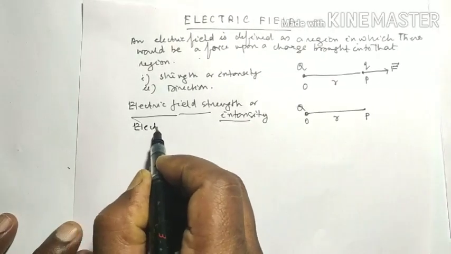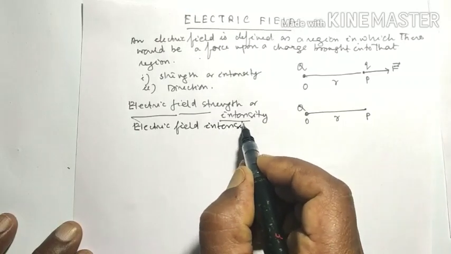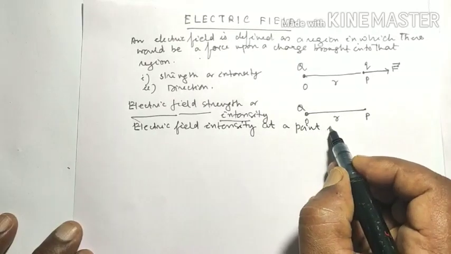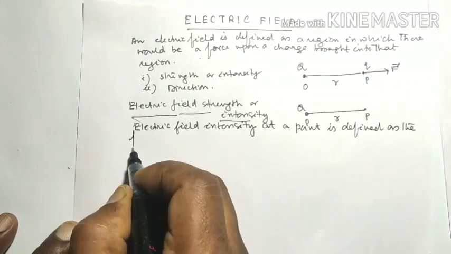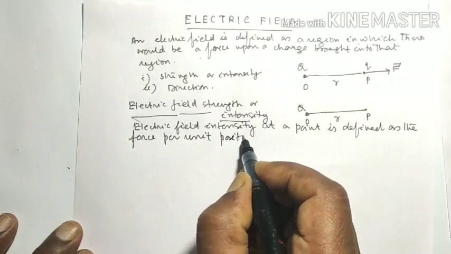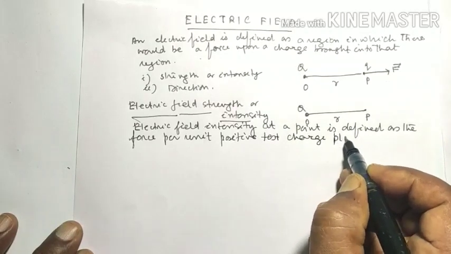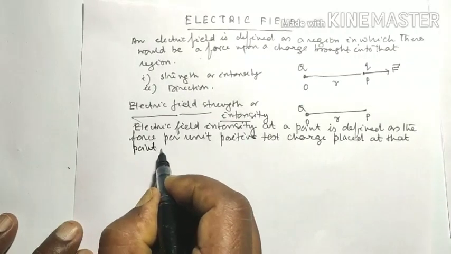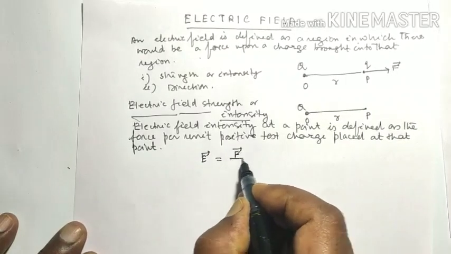So electric field intensity, electric field strength or intensity at a point is defined as the force per unit positive test charge placed at that point. Mathematically, electric field E is equal to F by q.